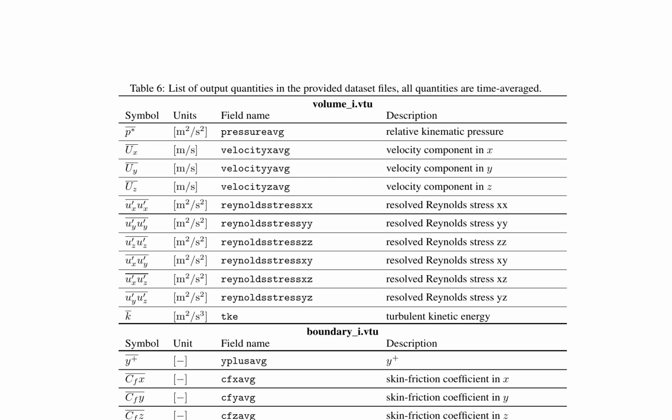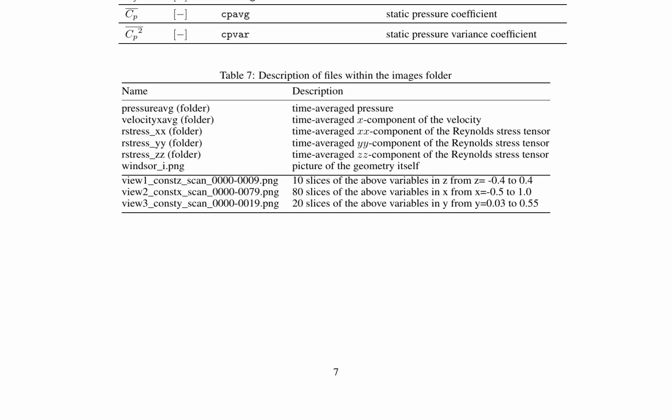The dataset files include a comprehensive list of time-averaged output quantities, encompassing velocity components, Reynolds stress, turbulent kinetic energy, and boundary layer parameters. The volume_I.v2 file contains data on kinematic pressure, velocity components, resolved Reynolds stresses, and turbulent kinetic energy. The boundary_I.v2 file includes information about the Y+ value, skin friction coefficients, static pressure coefficient, and static pressure variance coefficient.